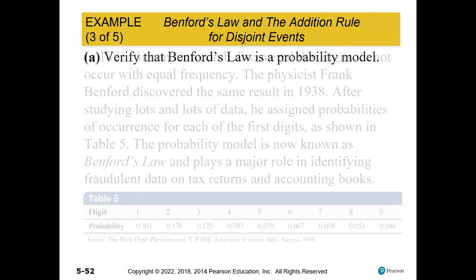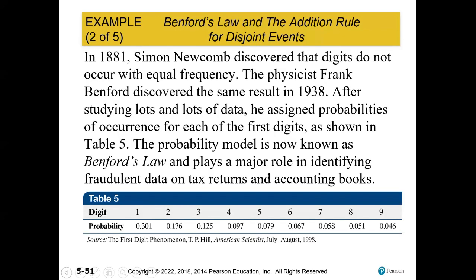Let's verify that we do in fact have a probability model. Remember, our probability is that all the values are themselves between zero and one. And that is true. All of these values are between zero and one.